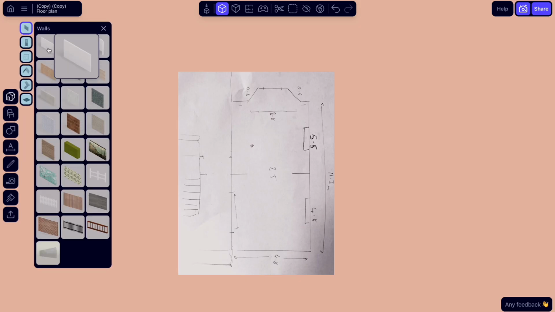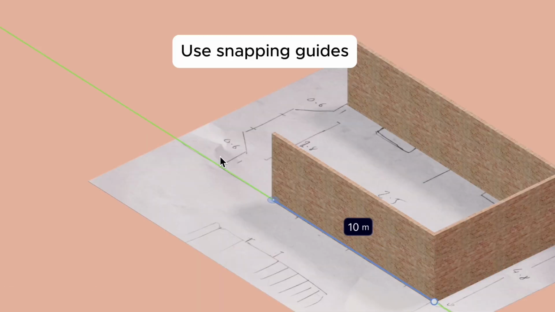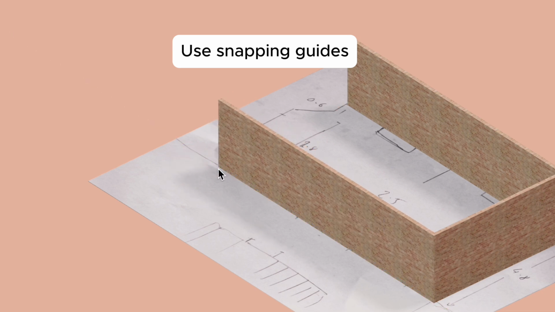Then head over to the structures menu. Pick your wall style: brick, tiles, fencing, even glass walls. Then simply click to create the wall's start and end points. The lines will snap square if you move your mouse slowly.